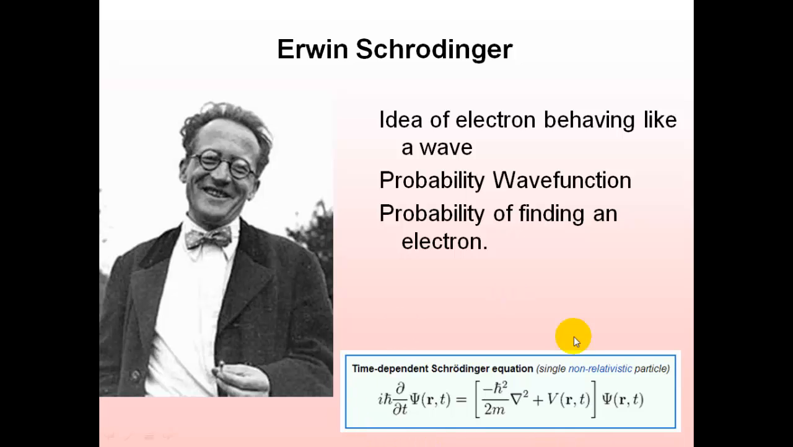So this equation we don't need to know. I might refer to this term here, the psi. Psi squared, by the way, gives the probability. And for this, he got the Nobel Prize for Physics in 1933. He actually did the physics 10 years earlier, but he was awarded the Nobel Prize for Physics in 1933.